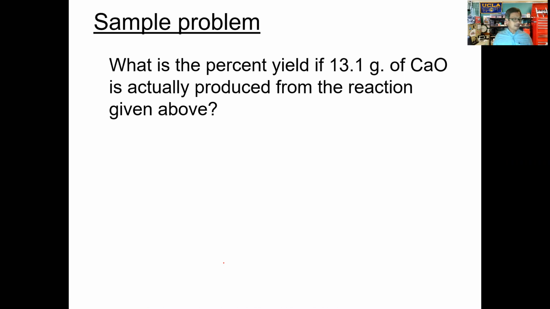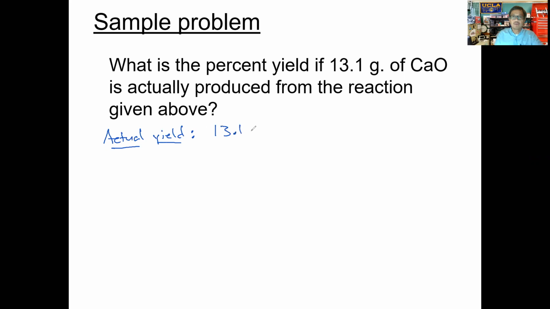With that said, if we know that the actual amount of calcium oxide that does form is 13.1 grams, what can we do with this? Well, what is given to us here is what's called the actual yield. The actual yield is an experimentally derived value, which in the problems you have to do, they have to give it to you. You have to be able to identify it. So they give you the actual yield, and the actual yield is 13.1 grams.